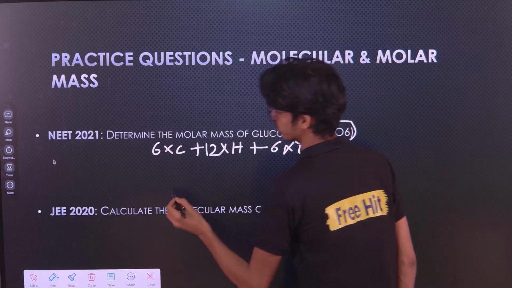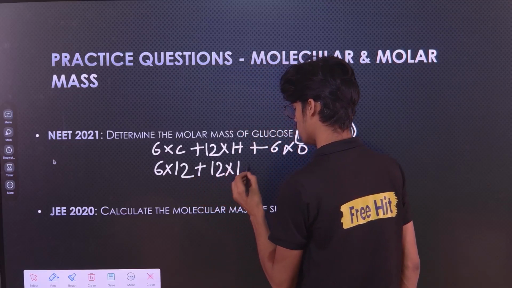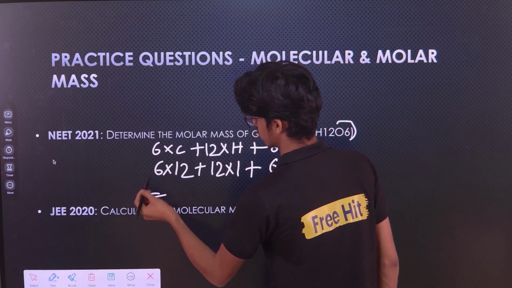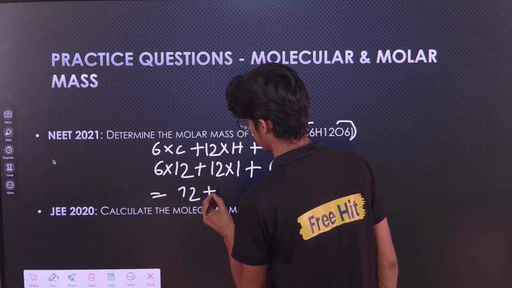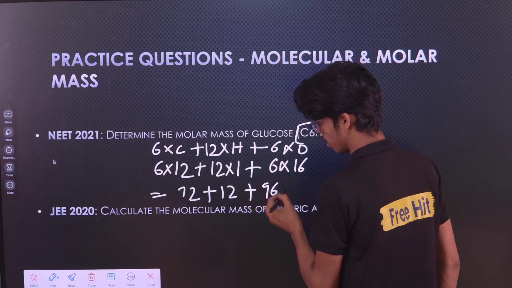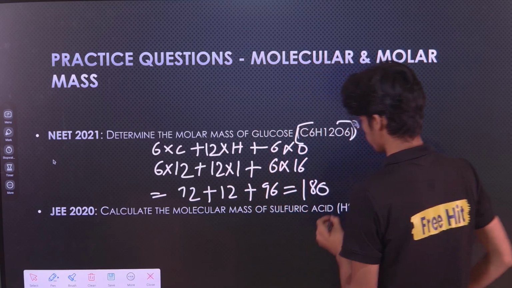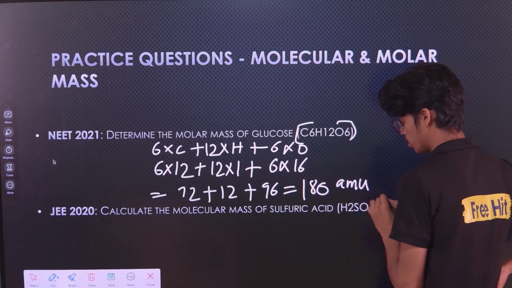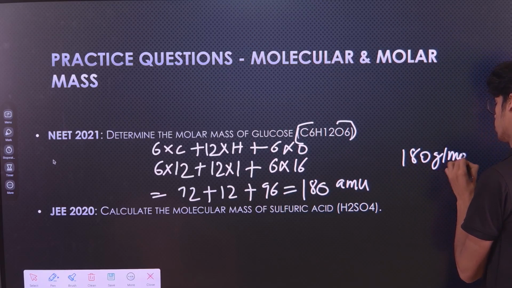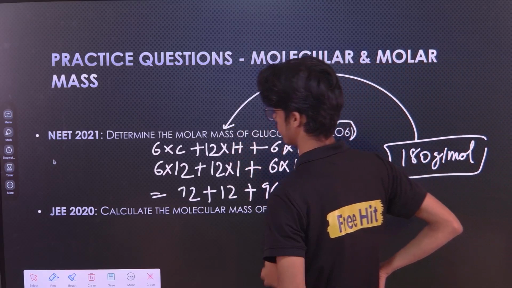C6H12O6. So what is the mass of carbon? Sir, the mass of carbon is 12. Sir, mass of one hydrogen atom is 1. Mass of one oxygen atom is 16. So now if you add it, 6 times 12 is 72, plus 12, plus 96. So 180 atomic mass unit is the mass of one molecule, and 180 gram per mole is the mass of 1 mole. Got it? So what is the molar mass? That is 180 gram per mole.